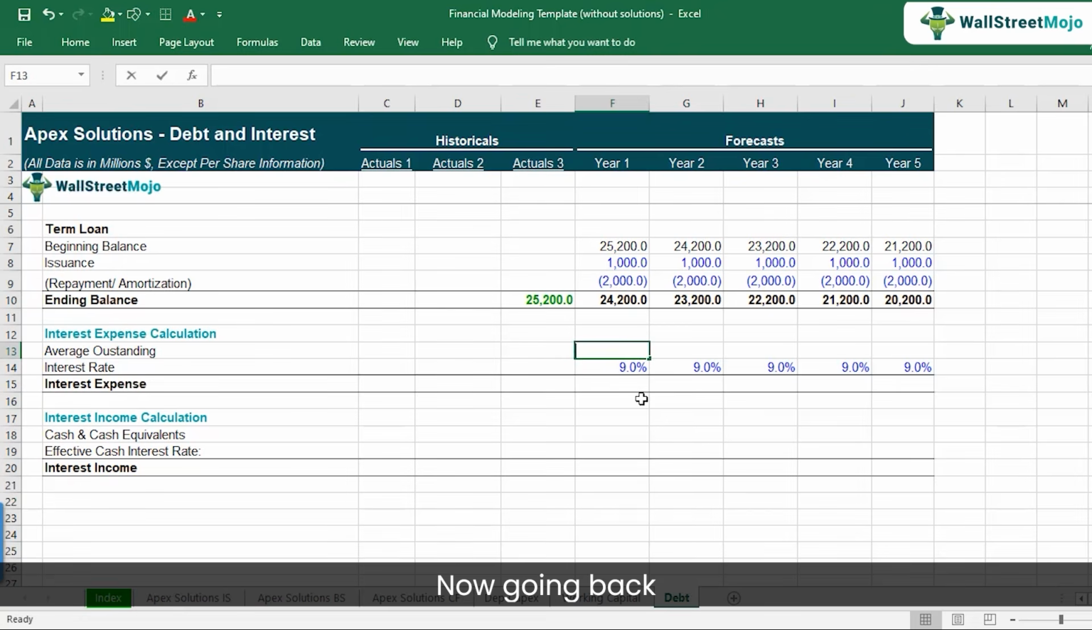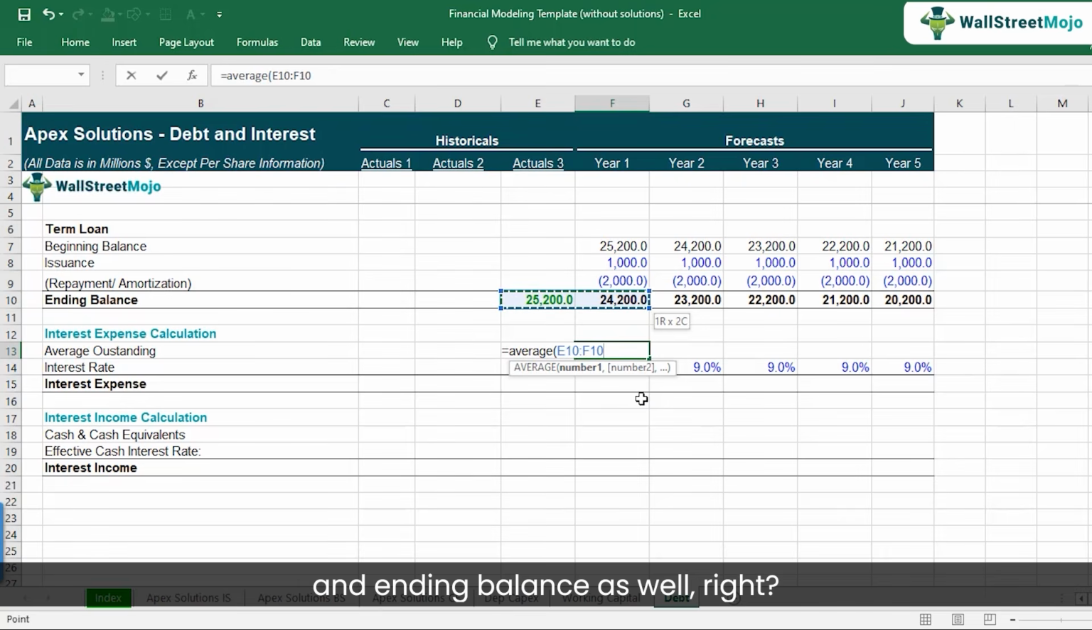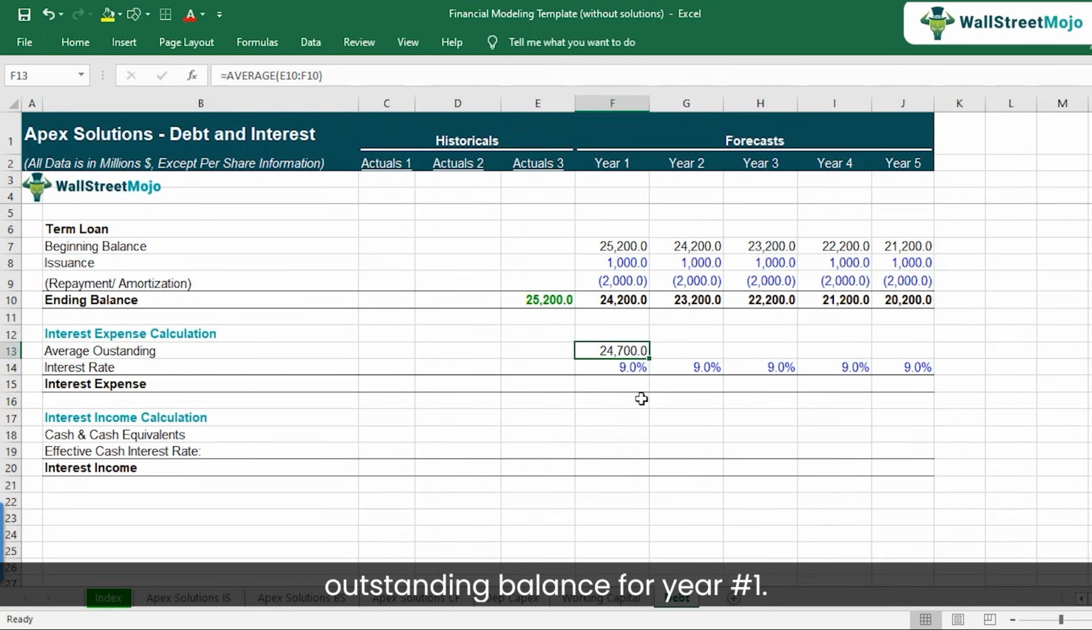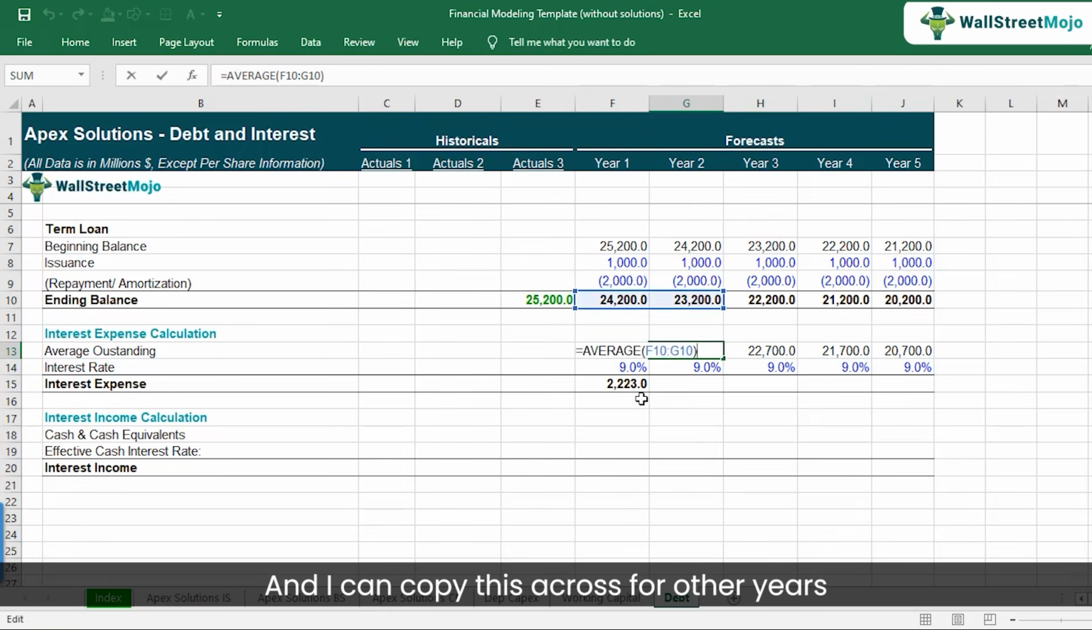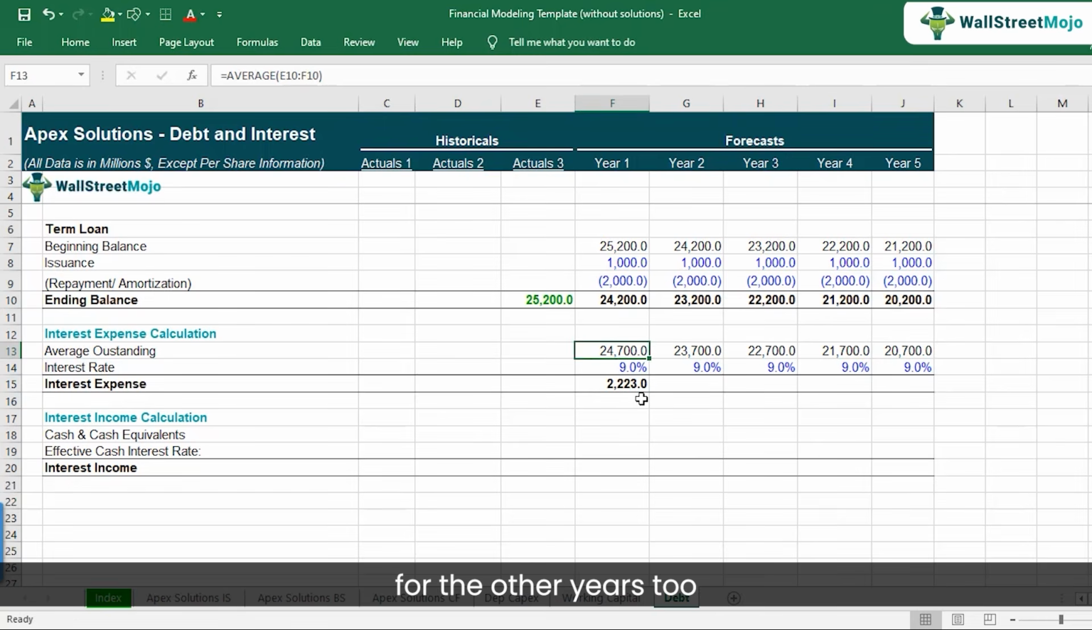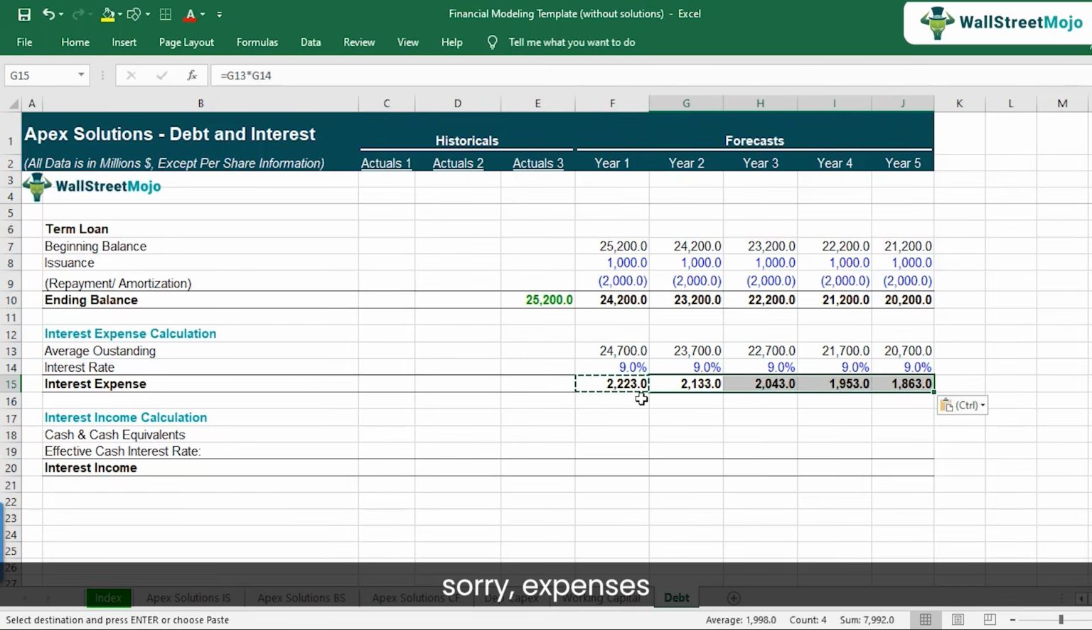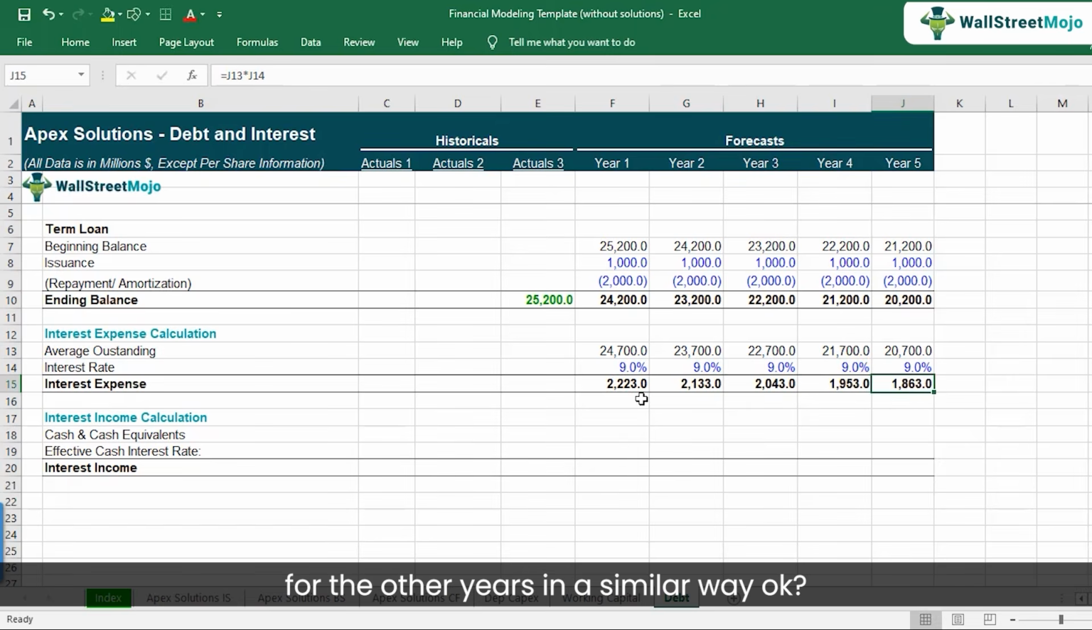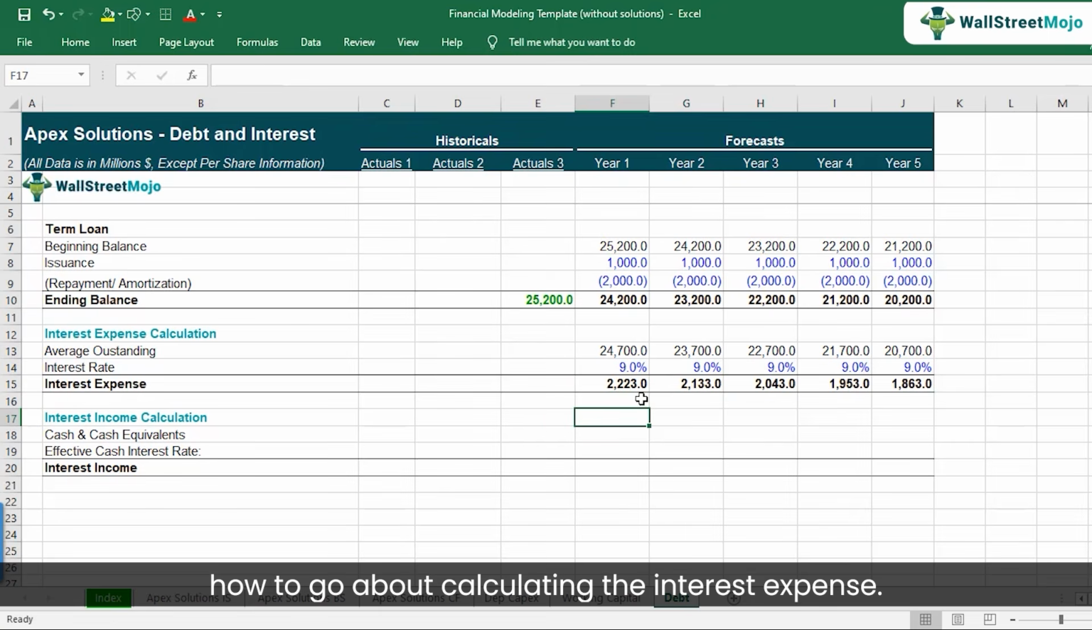Okay. Now, going back to calculating the average outstanding, this will be the starting and ending balance, right? So this will be the average outstanding balance for year number 1. So interest expense is nothing but your average outstanding balance 24700 multiplied by 9%. So this comes out to be 2223.0. Okay. And I can copy this across for other years so that we calculate the average balances and the expenses for the other years in a similar way. Okay. So I hope you understood how to go about calculating the interest expense.